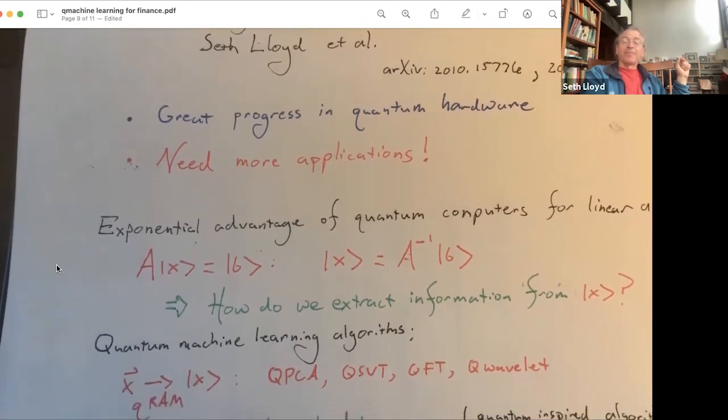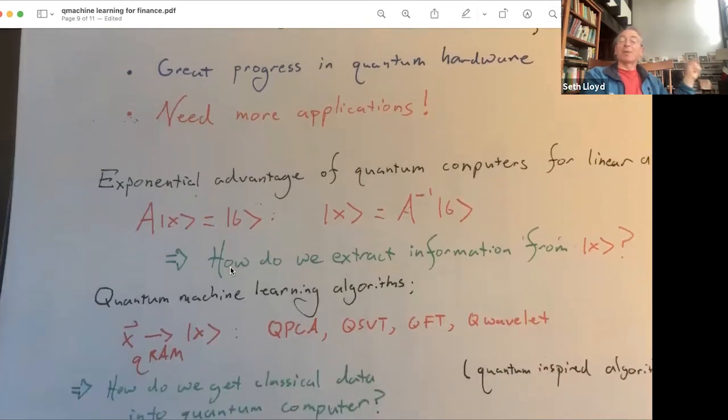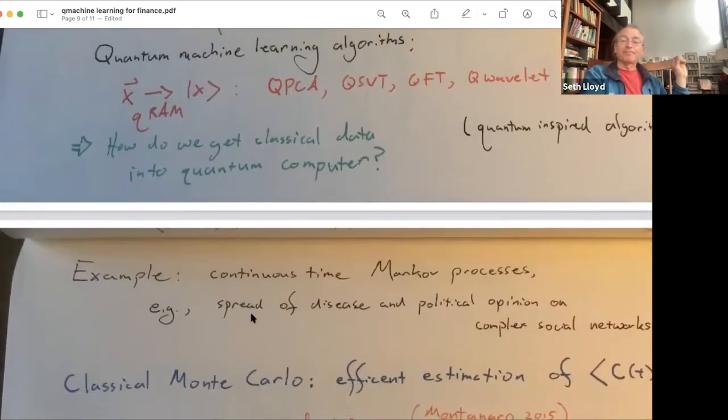I'm going to show how, when we have this exponential advantage for inverting matrices, we can actually get an exponential advantage for analyzing the data in Monte Carlo. And I'm out of time here, so I'm just going to say this very briefly.